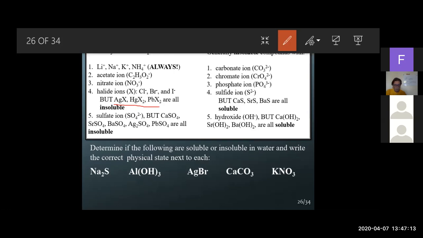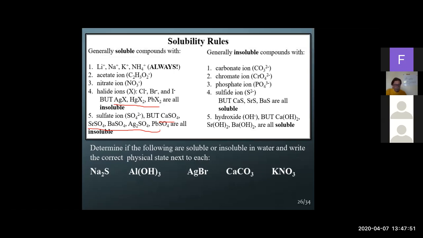Okay. Number 5, any cation that's bonded to the sulfate, SO4 2-, is soluble with the exception of 1, 2, 3, 4, 5. And that is calcium sulfate, strontium sulfate, barium sulfate, the silver, and the lead. If those sulfates are bonded to those 4 of them, 5 of them, they're insoluble. Okay? So that is for the soluble column.